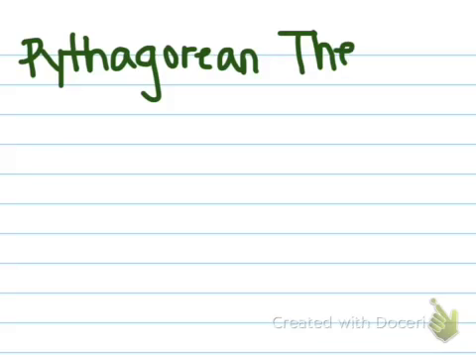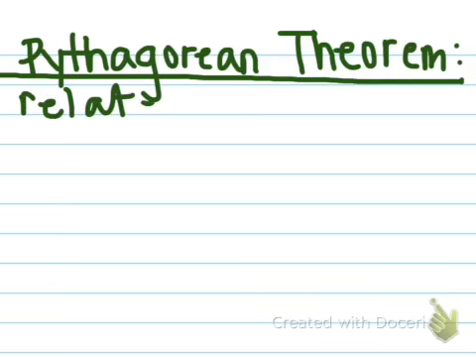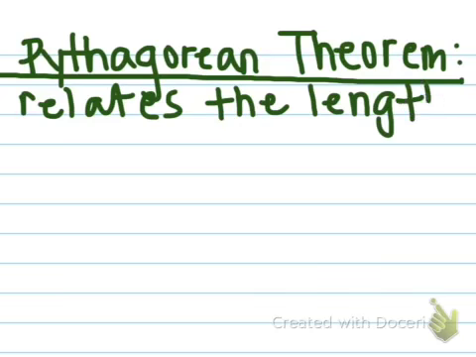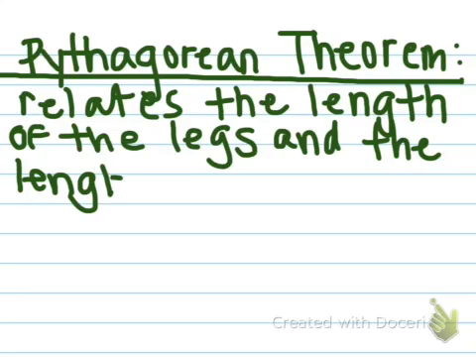What really is the Pythagorean theorem? Well, the Pythagorean theorem relates the length of the legs and the length of the hypotenuse in a right triangle. And we will use this theorem to find missing lengths of sides of triangles.